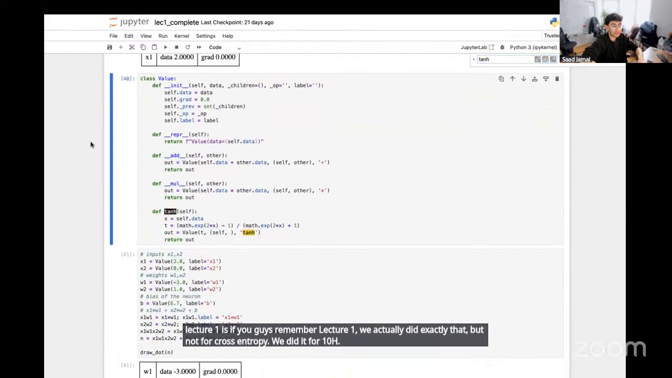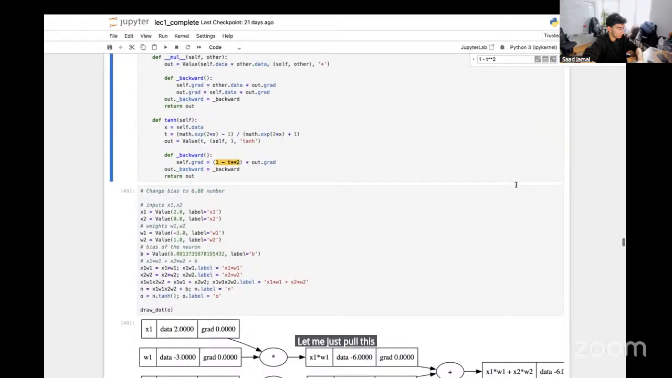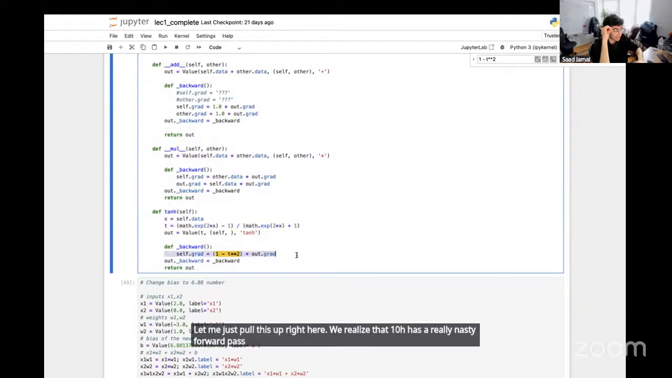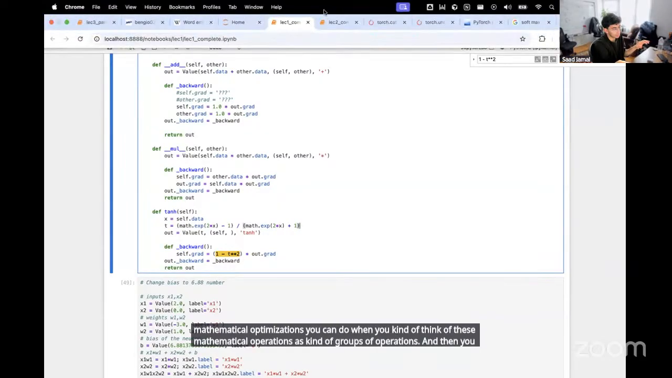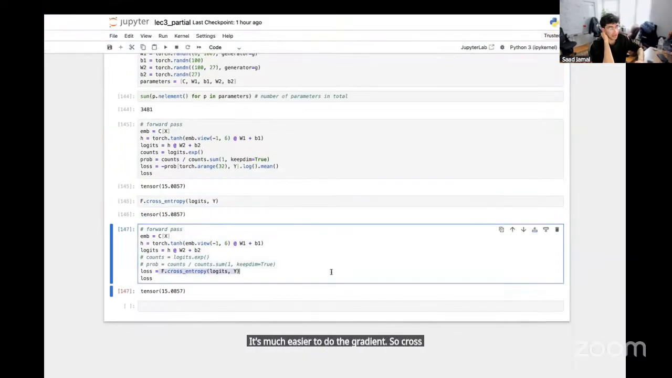If you remember for tanh, let me just pull this up right here, we realized that tanh has a really nasty forward pass, but the backwards pass was really simple once you calculate this t value. So I'm trying to teach you that there are mathematical optimizations you can do when you think of these operations as groups of operations and then do their backwards pass. It's much easier to do the gradient. So cross entropy is a much faster function.